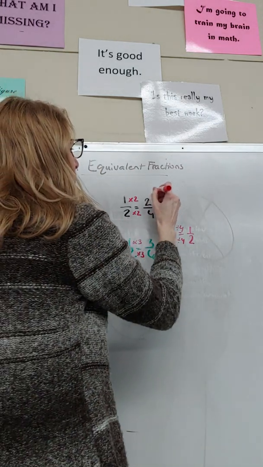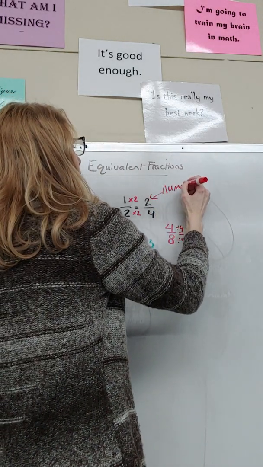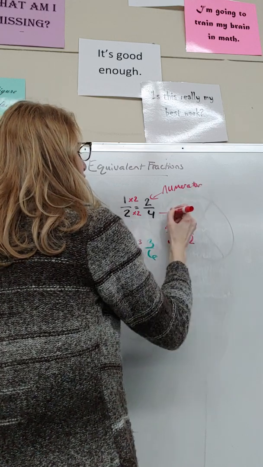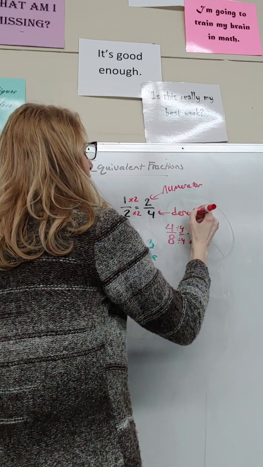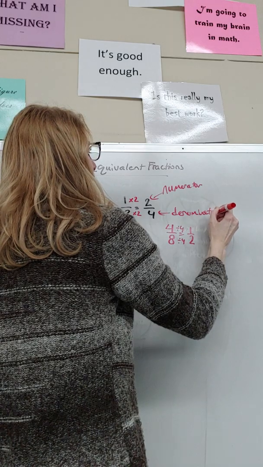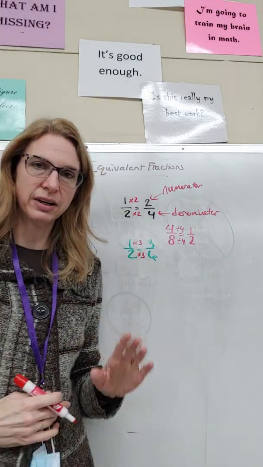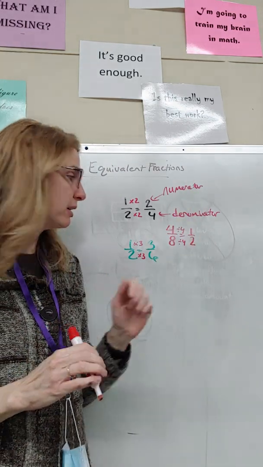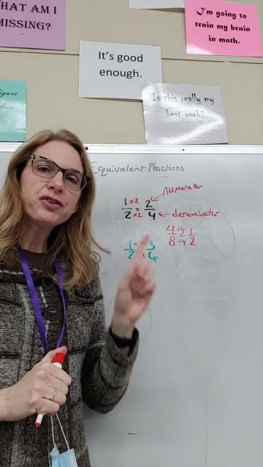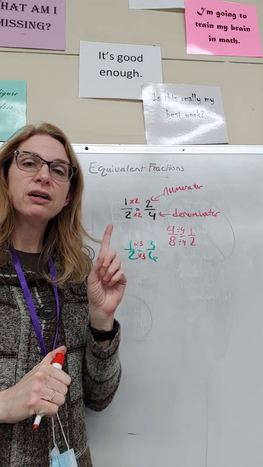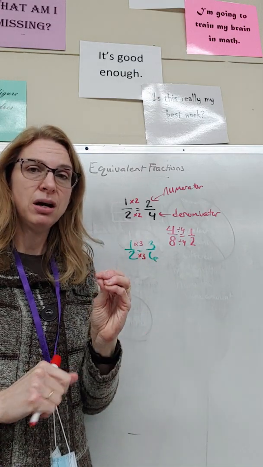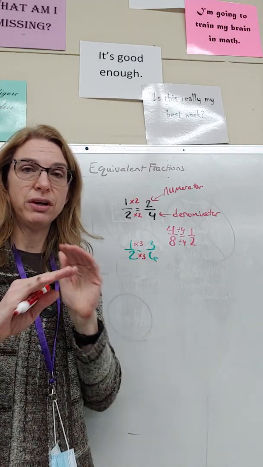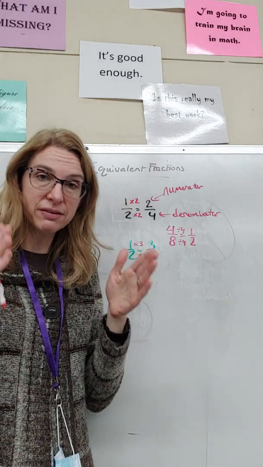and denominator. Remember, in a fraction, the top number is always called the numerator. I should have done that at the beginning. And the bottom number is called the denominator. Okay, so when I throw those terms out, I'm sure you've heard those before, but we got to review it. Numerator, denominator. Okay, as long as I multiply or divide the numerator and denominator by the same number, I will always get an equivalent fraction. They will be just different ways of saying the same amount.